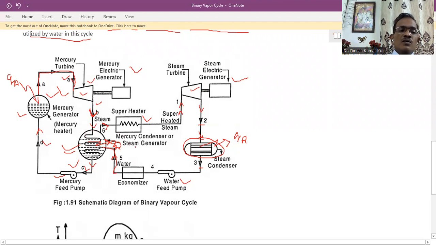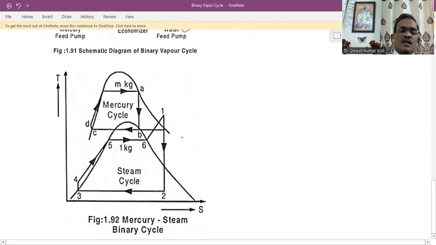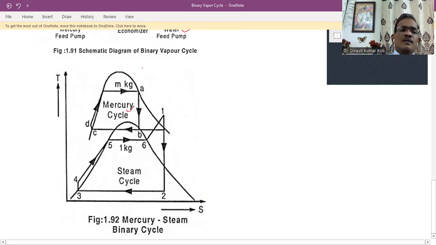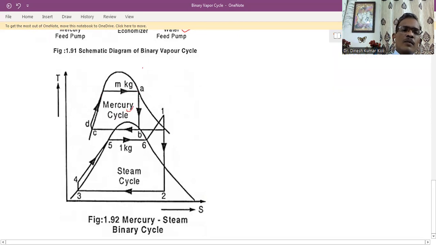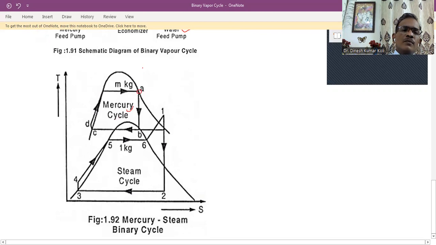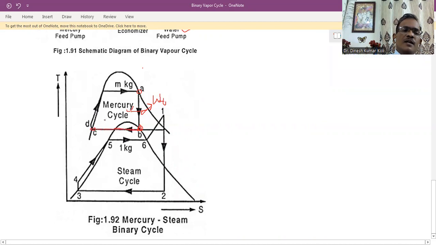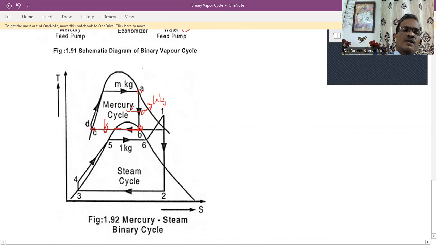Now we will go to the TS diagram for that. First, on the top side, you will see the mercury cycle. From A to B is indicating the mercury turbine work, the WT of the mercury cycle. From point B to point C is the mercury condenser, where heat rejection takes place. This is QR.